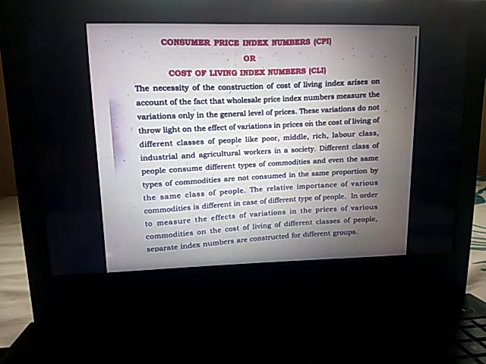Different classes of people consume different types of commodities, and even the same type of commodities are not consumed in the same proportion by the same class of people. The relative importance of various commodities is different for different types of people. In order to measure the effects of variations in the prices of various commodities on the cost of living of different classes of people, separate index numbers are constructed for different groups.